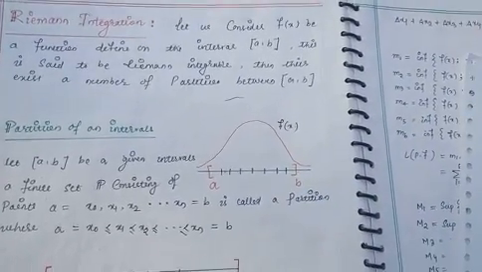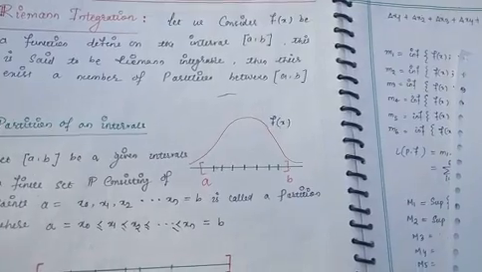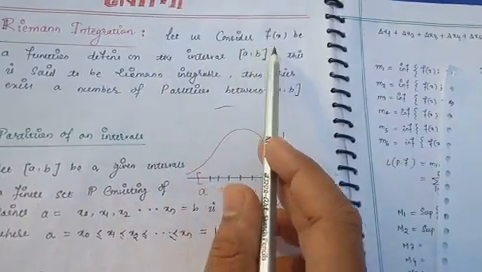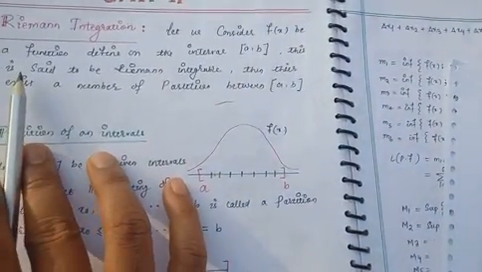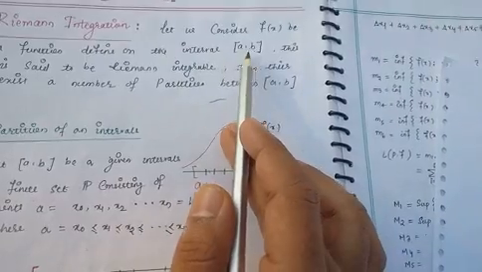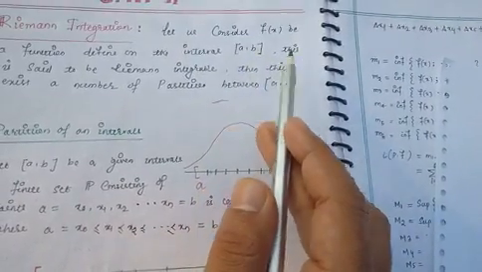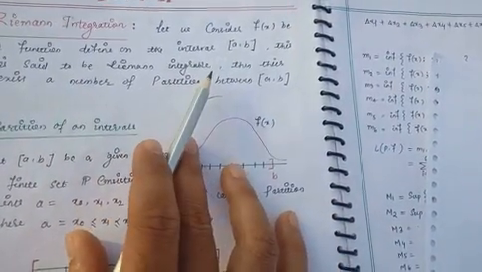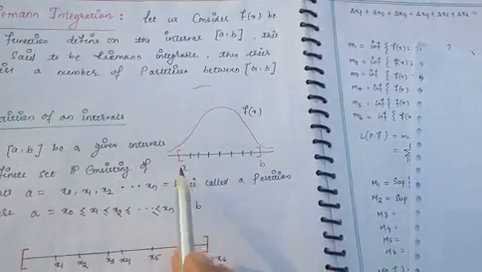In this lecture we will discuss the introductory part of Riemann integration. So here is the definition. Let us consider f(x) is a function defined on the closed interval [a, b], and this is said to be Riemann integrable if there exists a partition in the interval.